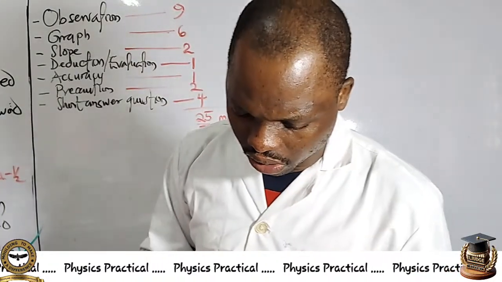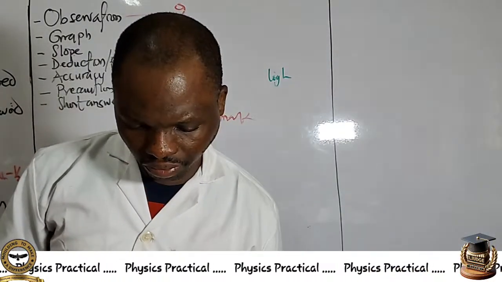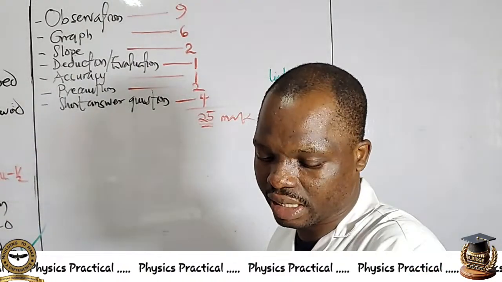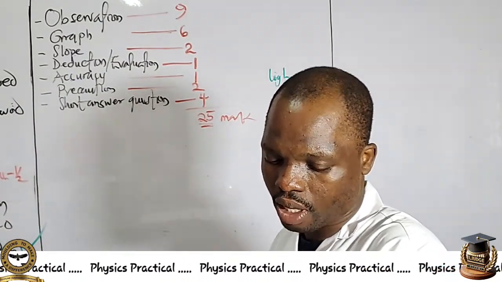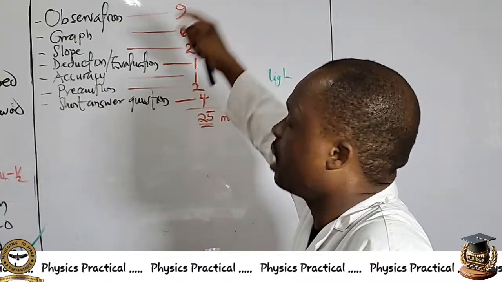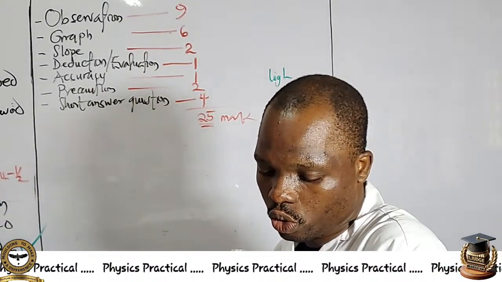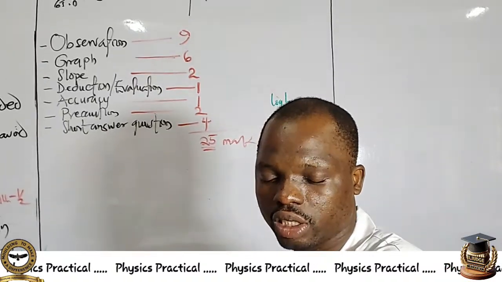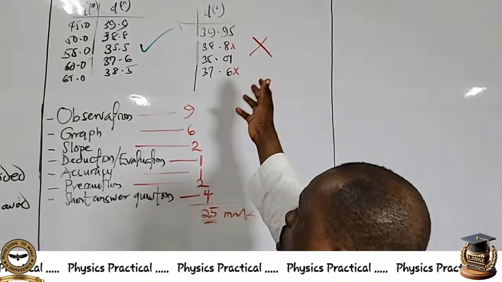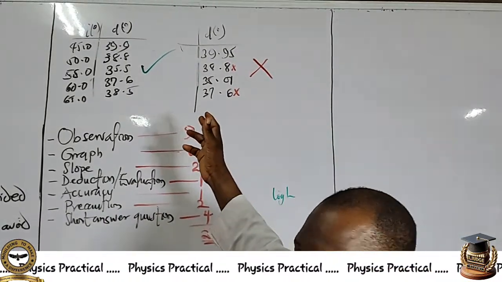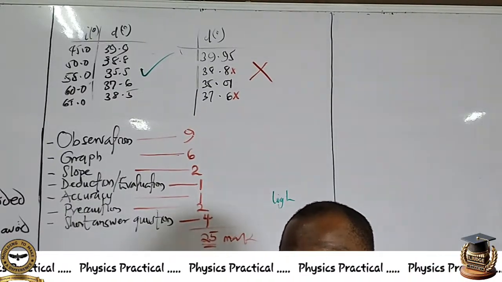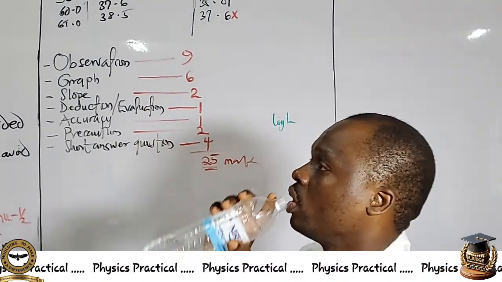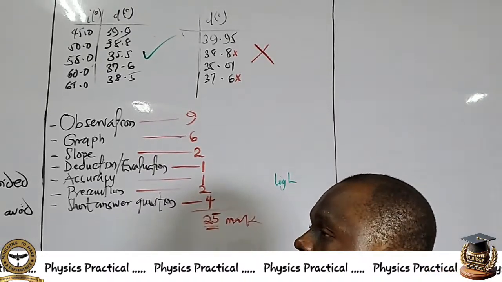Then inconsistent decimal places. Let's say like this I just explained now, they are inconsistent. So you lose half mark for each of the values that are inconsistent, and this can be taken just up to 1. Please excuse me.